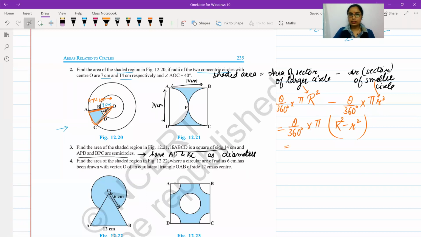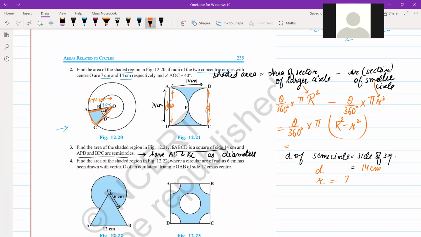The sides of the square are the diameters of these semicircles. So from here we have the diameter of the semicircle equal to the side of the square. This is what we can conclude, because the semicircles are made by taking the square's side as diameter. If you want, you can write in your figure that this is the diameter for the semicircle. So the diameter here will be 14 centimeters. And once we have the diameter, we can find the radius.